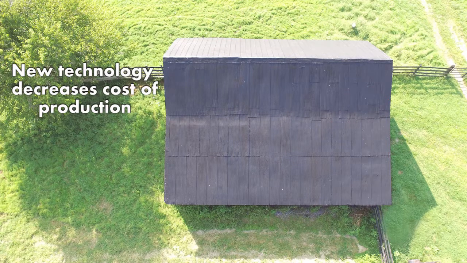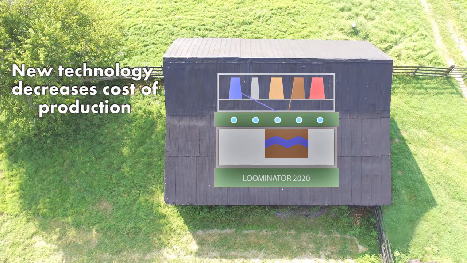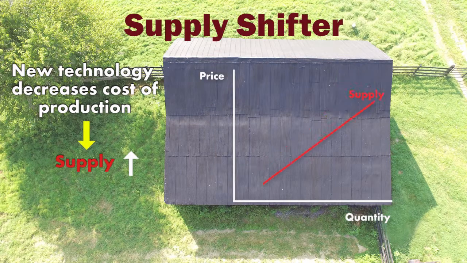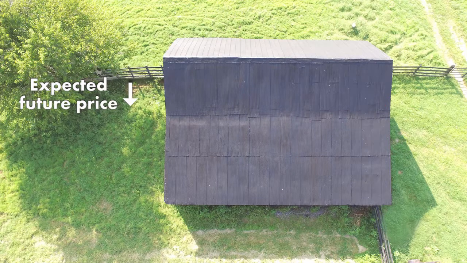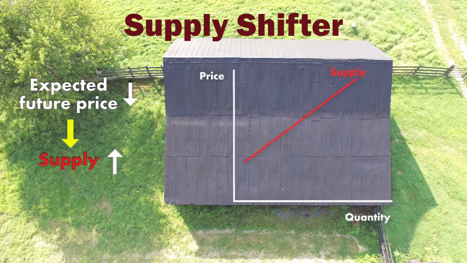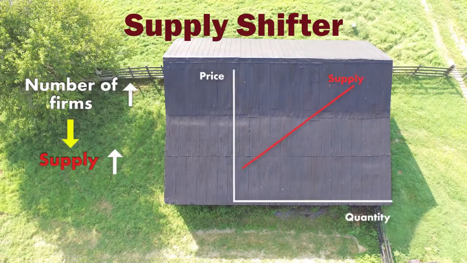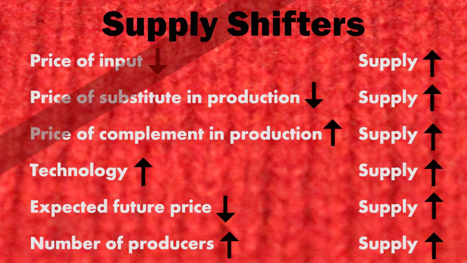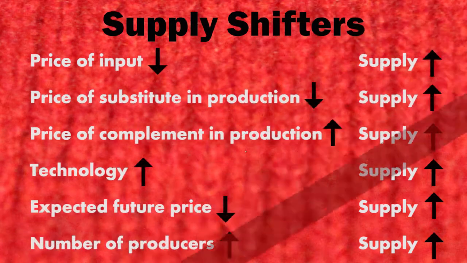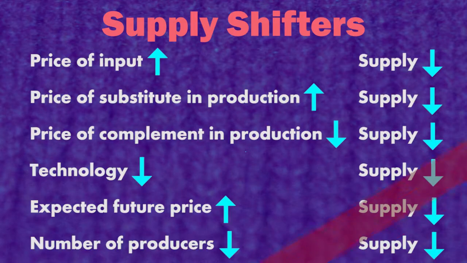Technology that decreases the cost of production, such as knitting machines that lower the cost of sweater production, will increase the supply. If the price is expected to fall in the future, firms will want to supply more now before the price drops. And we saw how the supply curve for a market is the horizontal sum of the supply curve for each firm. So if more firms enter the market, supply increases. Here's a summary of the changes that increase supply. Supply decreases, meaning that the supply curve shifts upward and to the left if the opposite of any of these changes occurs.